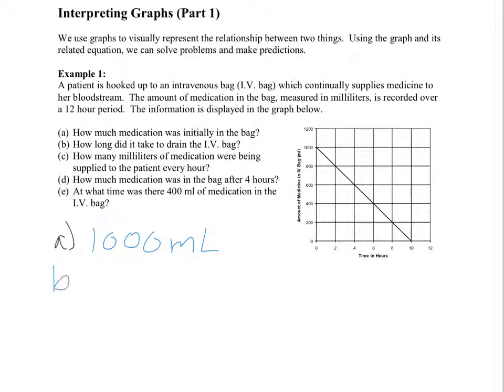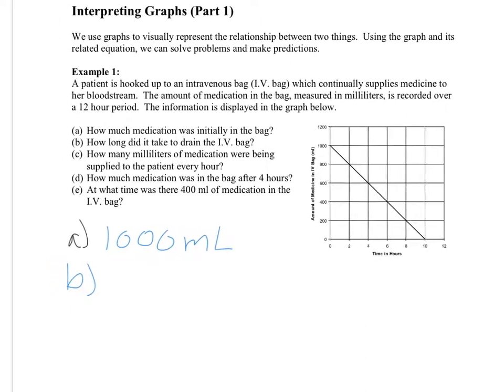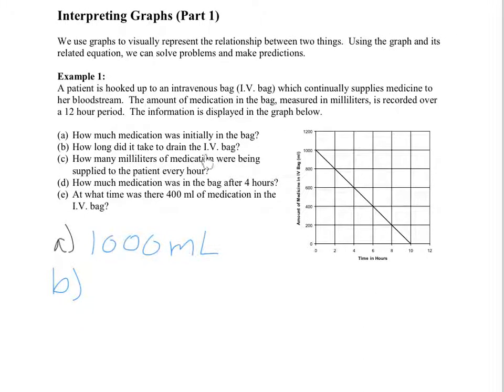Then B asks us, how long did it take to drain the IV bag? If we look at the graph, when the bag is completely drained, it will be at 0. So we follow the line down until it goes to the very bottom at 0. The bag is drained here, and then on our horizontal axis, it says 10. Remember, this is time in hours, so we write 10 hours. So it took 10 hours for the IV bag to drain.